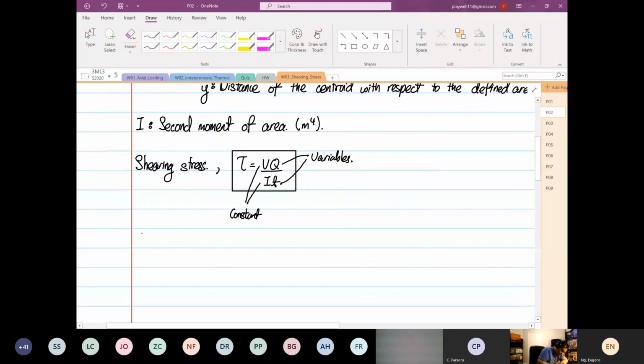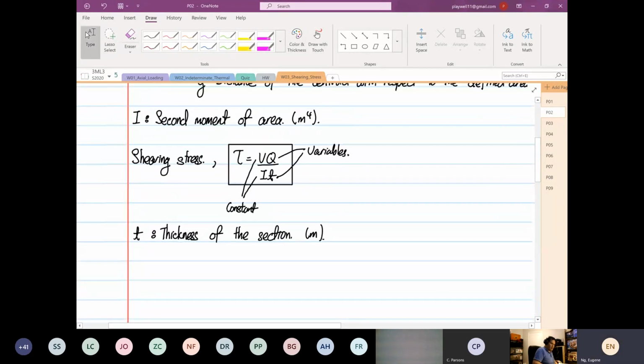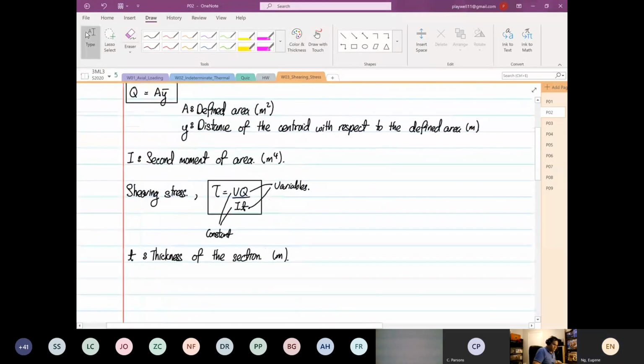So T corresponds to the thickness of the section. Okay. So this is in meters. Okay. Right. So we are now going to look at, so far, are you all okay? I know now it's just a bunch of formulas, okay? Right? And I've introduced.